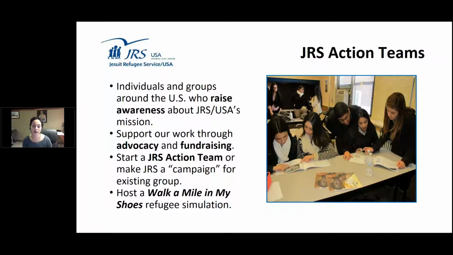But the Walk a Mile in My Shoes refugee simulation is one way that we offer, again, for groups to take a more hands-on approach. And again, learning more about the refugee issue and taking action. So over the past several months, we've refined our work around the simulation and are presenting it in a way to make it more accessible to schools in particular and other groups to host a simulation in their community.